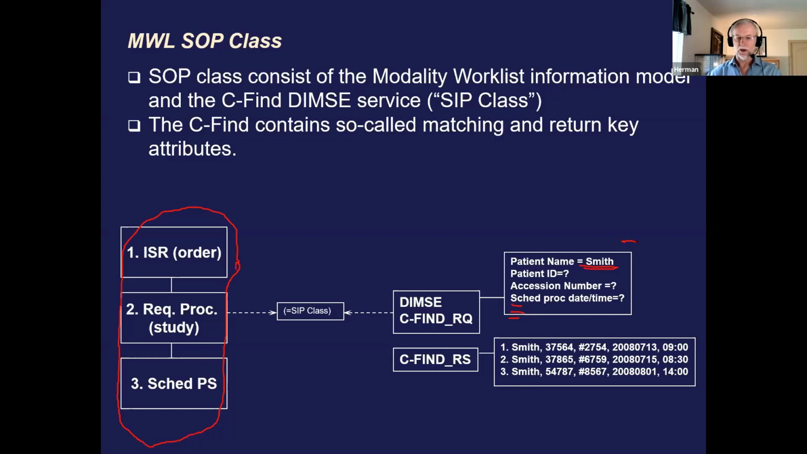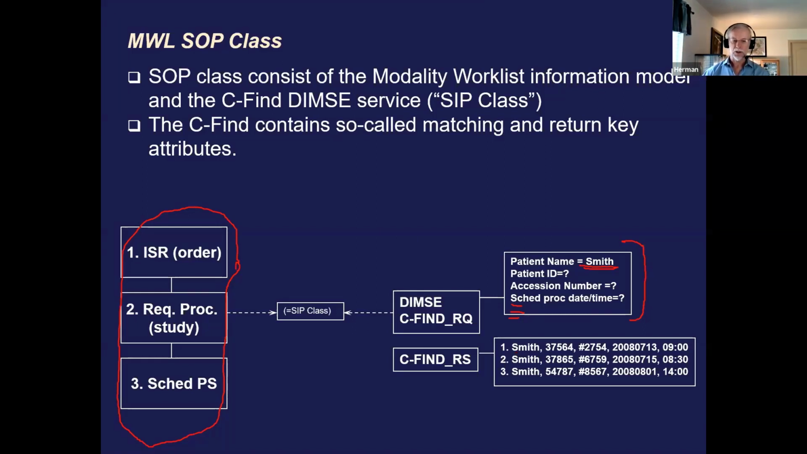So after we do the C-FIND request, that goes from the SCU, the service class user, the client, the modality, to the modality worklist provider. We call it the SCP, service class provider. So we set up the association, we do the C-FIND request, and what happens then? We get a set of responses, one or more. So typically there will be multiple responses. Every response, right, has its own status code.